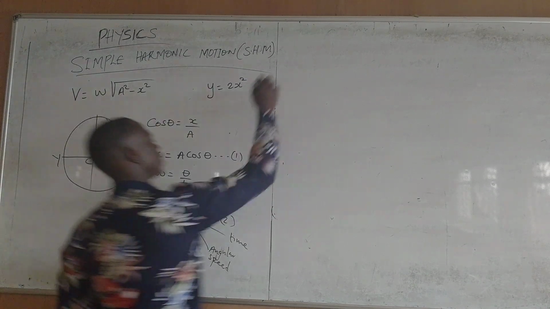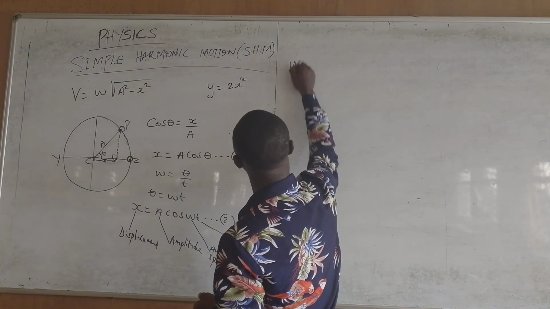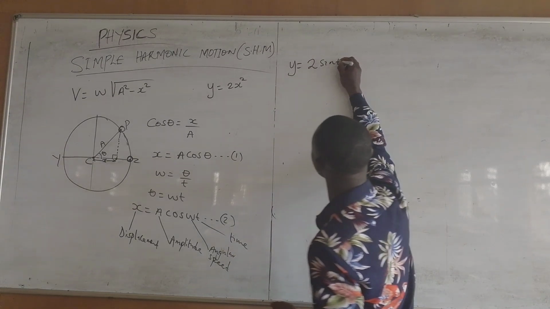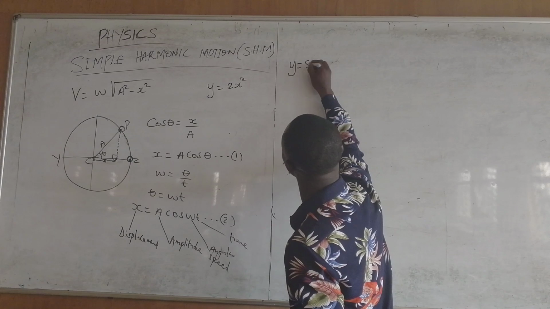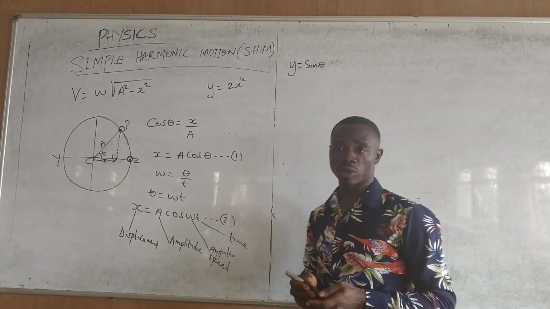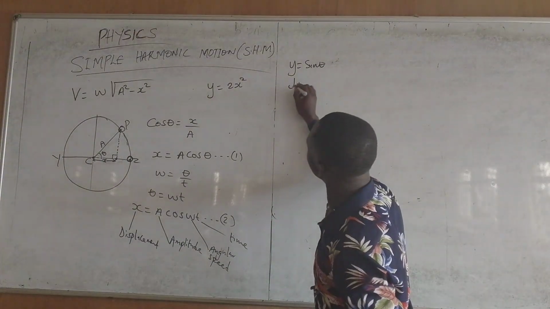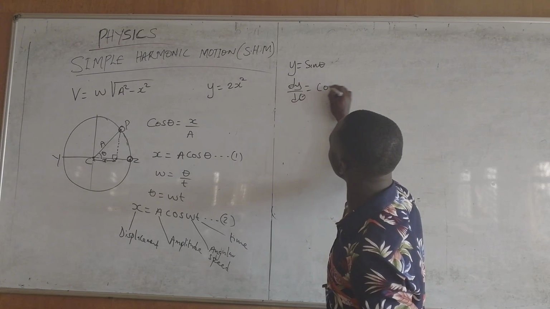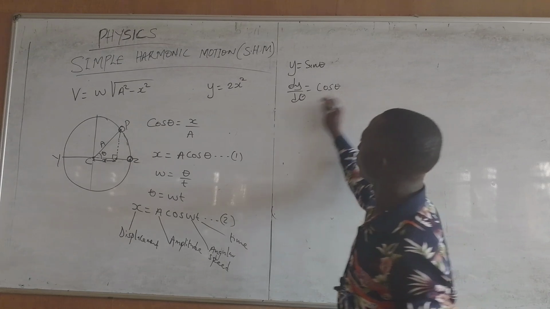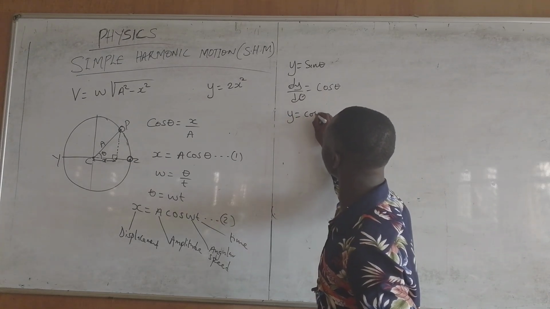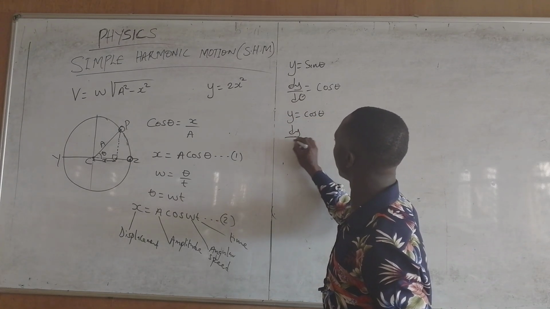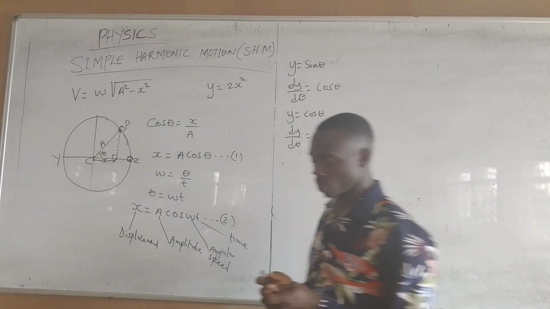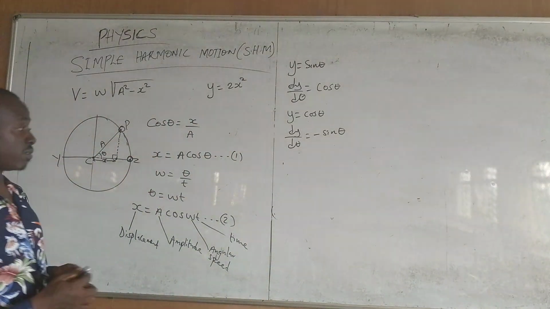Imagine if I have something like y equals sine theta. If you differentiate sine theta, dy by d theta is cos theta. If I differentiate cos theta, dy by d theta will be minus sine theta. So you must be conversant with these standard derivatives.